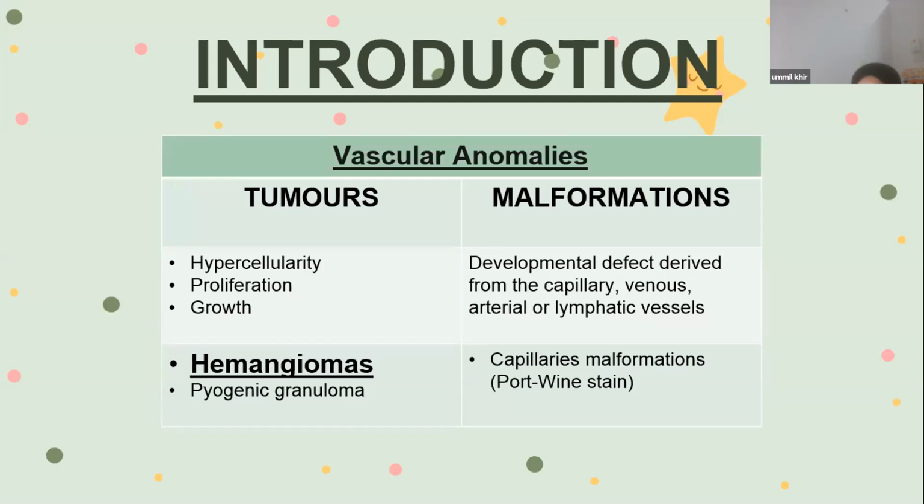Hemangiomas are characterized by phases of proliferation and also involution, as defined by a rapid proliferation of blood vessels in the first year of life, followed by gradual regression of the vascular component with replacement by fibrofatty tissue. In contrast, vascular malformations are developmental defects derived from the capillary, venous, arterial, or lymphatic vessel, and they generally do not regress.